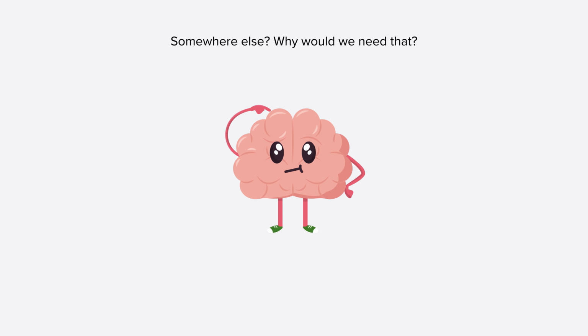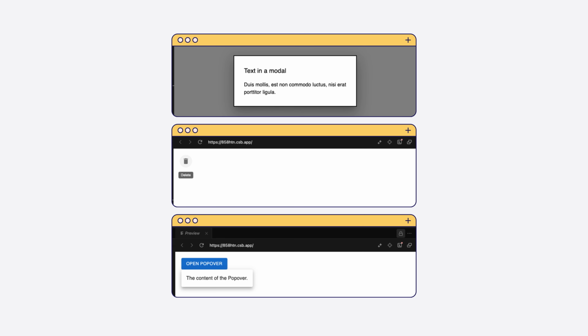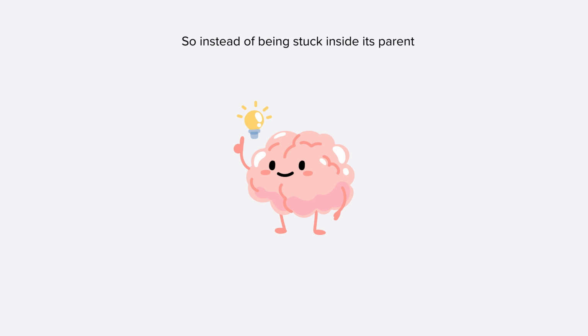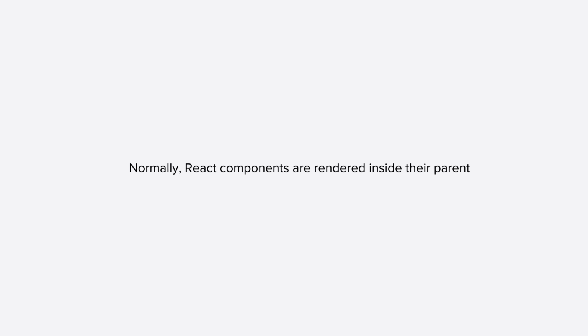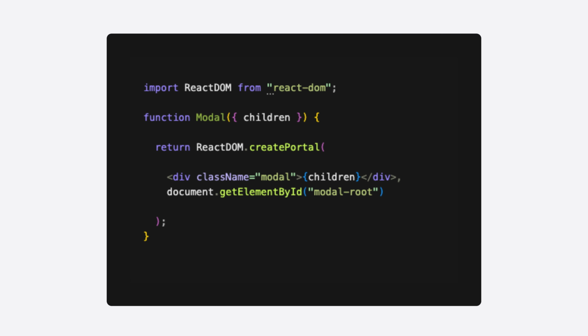Somewhere else? Why would we need that? Sometimes we want a component like a modal, tooltip, or popup to be outside its parent container to avoid layout issues. Oh, so instead of being stuck inside its parent, the component can appear anywhere on the page? Exactly. Normally, React components are rendered inside their parent, but with portals, we can move them somewhere else, like directly inside body. Here's how we create a portal.